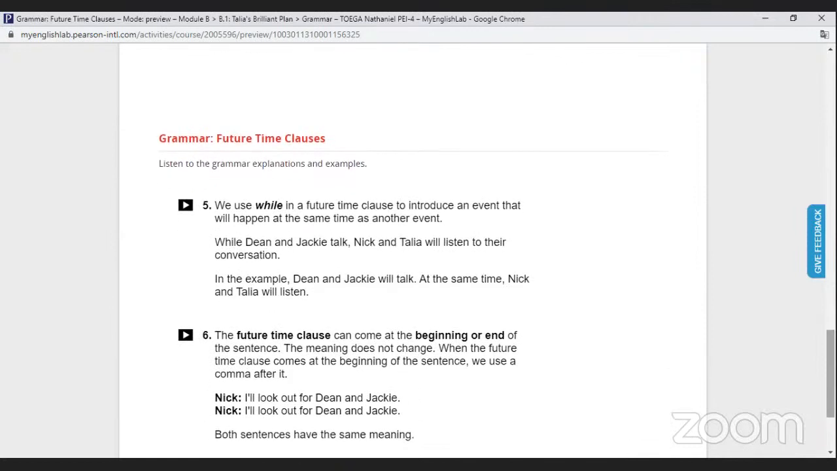In number five, it says, we use while in the future time clause to introduce an event that will happen at the same time as another event. Okay, read the example, please.